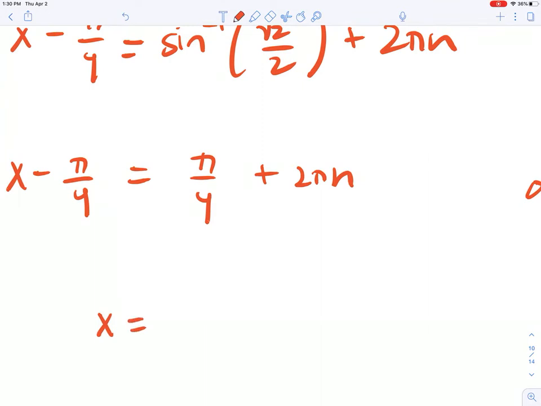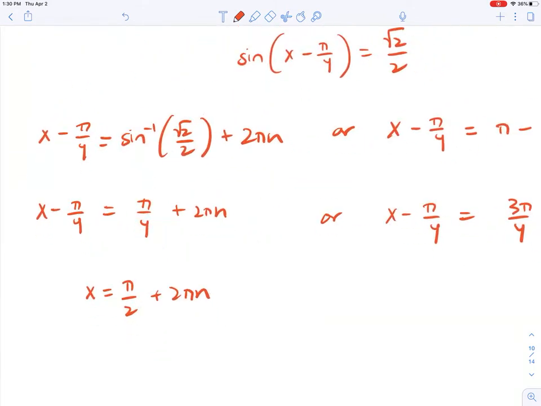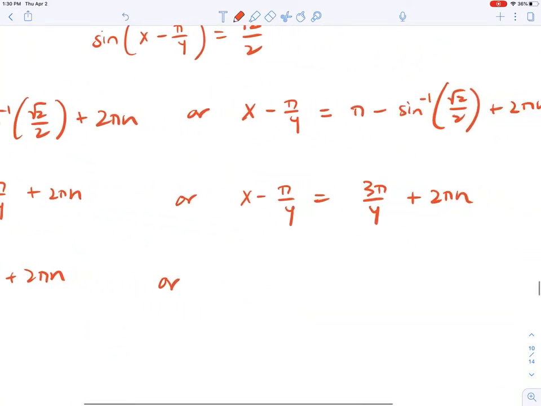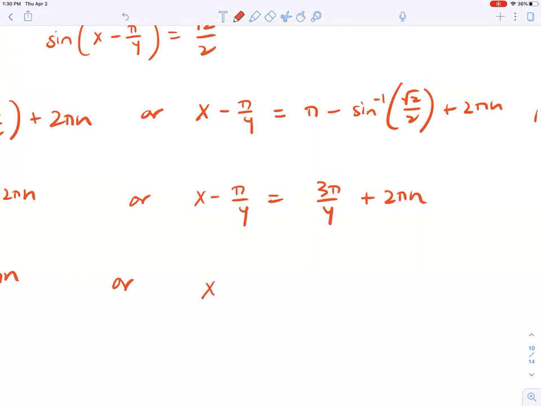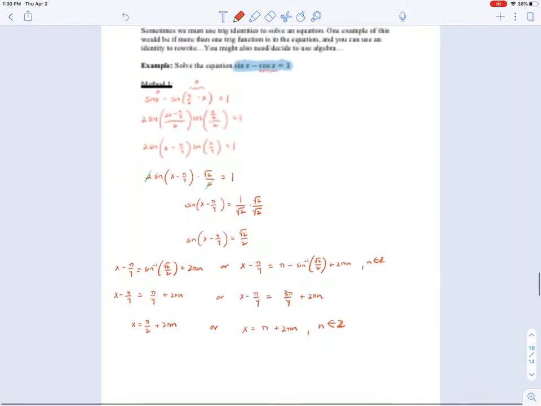So now if I add pi over 4 to each side, I'll have x equals pi over 2 plus 2 pi n, or x equals pi plus 2 pi n, where n is an integer.